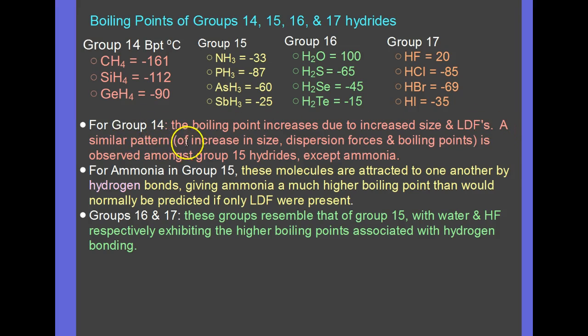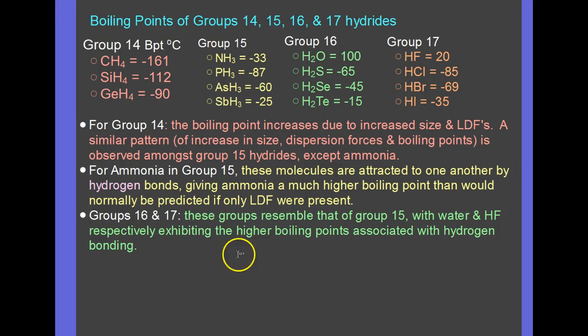A similar pattern of increase in size, dispersion forces, and boiling points is observed amongst group 15 hydrides, except ammonia. Oh, ammonia, because ammonia doesn't cancel out, right? For ammonia in group 15, these molecules are attracted to one another by hydrogen bonds, giving ammonia a much higher boiling point than would normally be predicted if only LDFs were present. I misspoke earlier. In NH3, N is one of the NOFs, and so you get more hydrogen bonding, so there's more attraction, and it's more difficult to break them apart. Hence, their boiling point is higher.